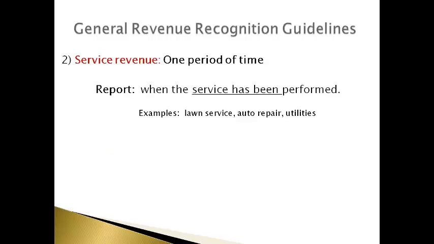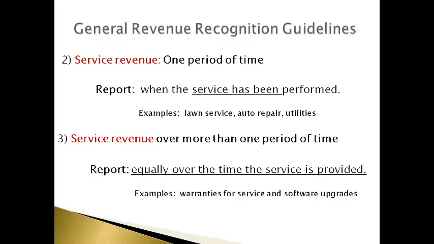Services that are provided over one period of time are reported in the period the service is performed. Services that are provided over more than one period of time are reported equally over the time the service is provided.